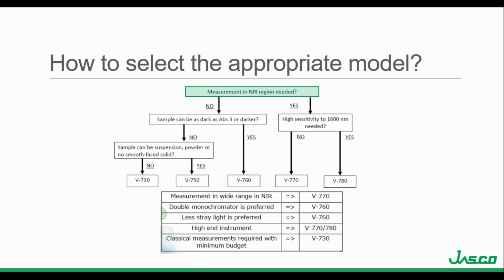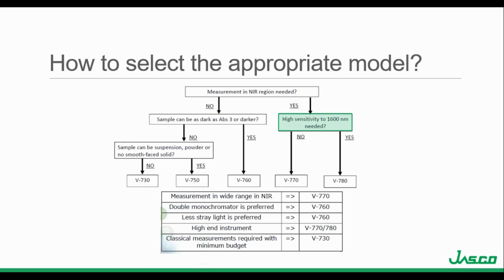So the first thing to think about is, are you doing near-infrared applications? Do you need measurement in the near-infrared region? If the answer is yes, you have to think of 2 options. Do you need a high sensitivity instrument, or do you need a wide wavelength range? So if high sensitivity is needed, you would go with the InGaAs model, which is the V-780. However, if you don't need high sensitivity and really just need to get to 3200 nanometers or above 1600 nanometers, then you would want to go with the V-770, which is the lead sulfide detector model.